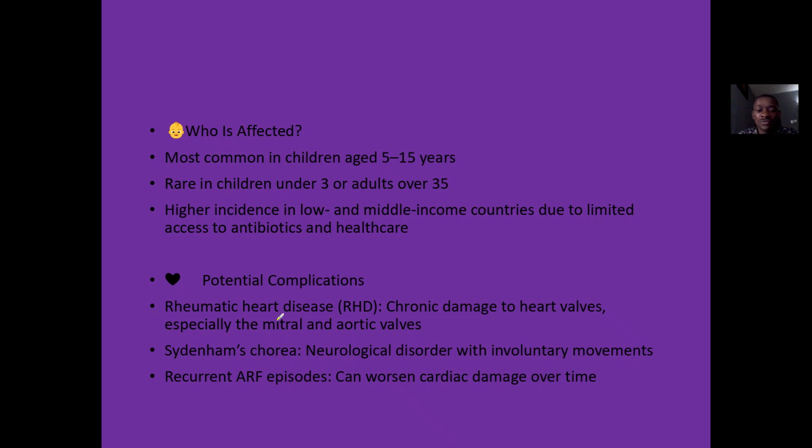So it can lead to rheumatic heart disease. It can lead to neurological issues because the antibodies are cross-reacting with the basal ganglia, causing chorea and involuntary dance. They call it Saint Vitus dance. Then you can also have recurrent acute rheumatic fever, coming and going over time. That could actually cause severe damage to your heart over time.